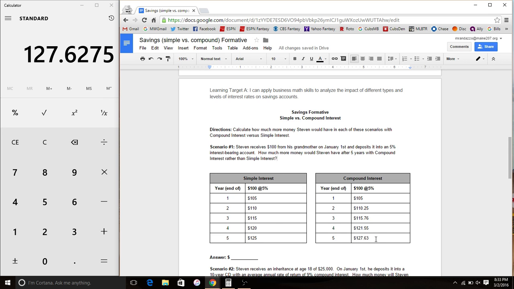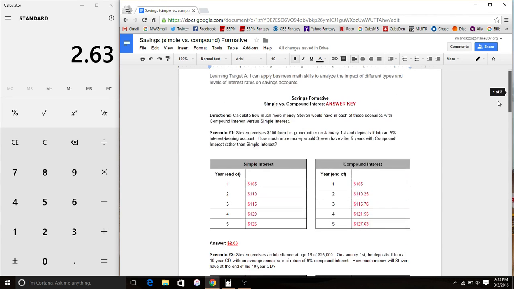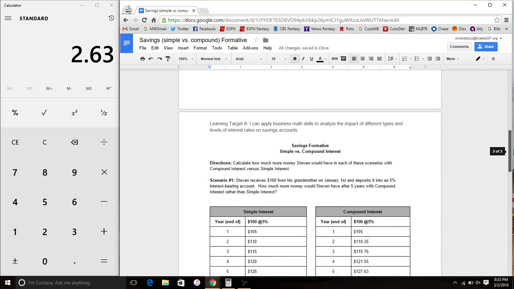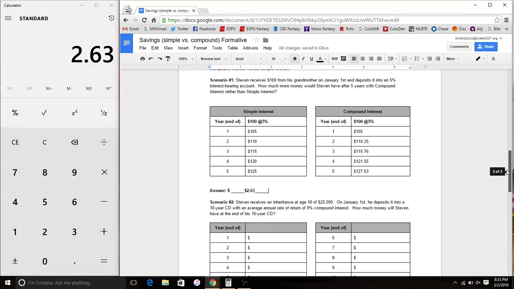We had 127.63 here. We're going to subtract 125. So the difference is he made $2.63 more. Okay? So the answer is 2.63. Here's the answer, guys. Let's see if we got that right. Look at that. 2.63. Good job, us. Okay? Hope there's no questions on that part.